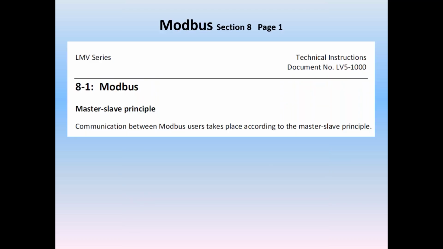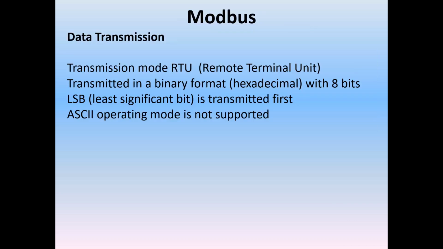Section 8, Modbus. Modbus is carried out in a master-slave principle. Transmission is RTU, remote terminal unit, transmitted in binary hexadecimal with 8 bits. Least significant bit transmitted first. ASCII operating mode is not supported.